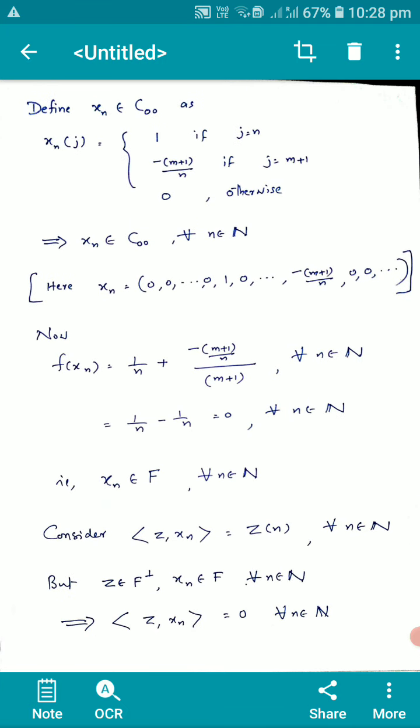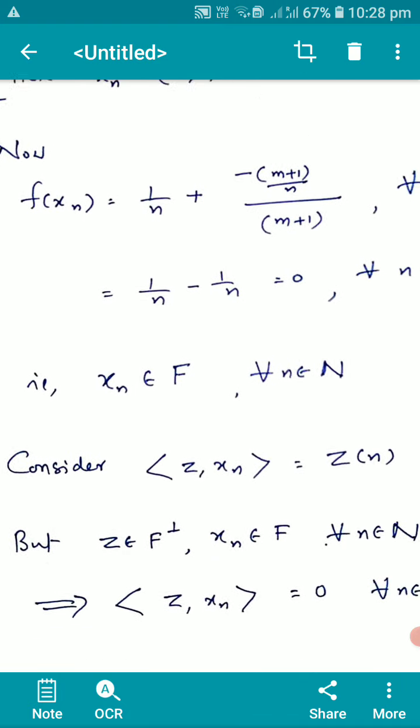Now f of x_n, what is that? Substitute: 1 by n plus minus (m plus 1) by n divided by (m plus 1). The m plus 1 cancels. So what do you get? 1 by n minus 1 by n is equal to 0. So x_n is an element of F for all n.